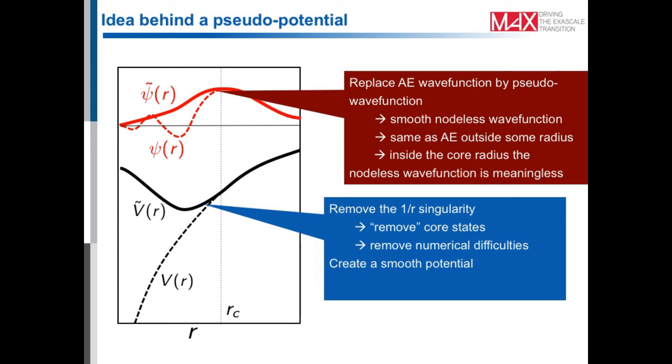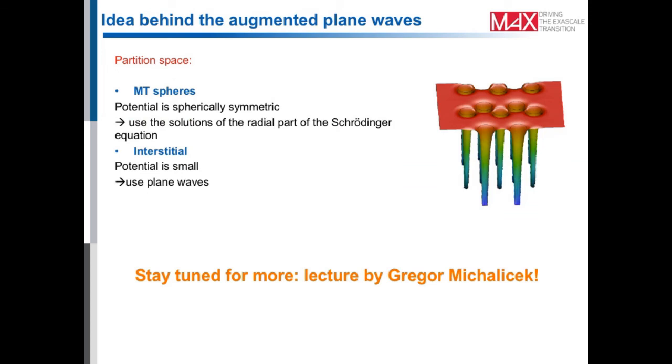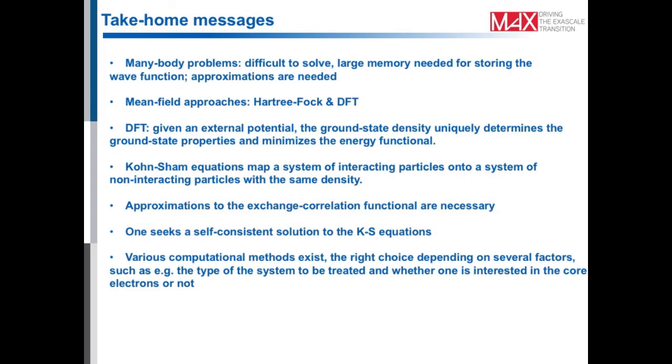In that case, it is much better to go to the augmented plane waves, where the basics are outlined here. In that case, we make something that is called the muffin tin spheres. These are the spheres around every nucleus, where the potential is spherically symmetric. So you can use the solutions of the radial part of the Schrödinger equation in this area. And then you have the interstitial, where the potential is basically small, not much compared to the area close to the nuclei. And here you can use the plane waves. As I said, Gregor will tell you more about it.